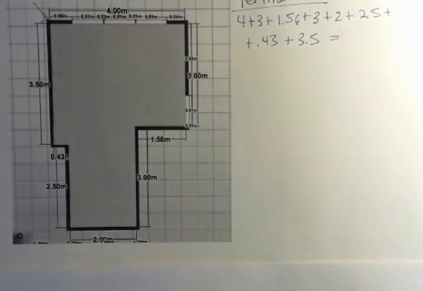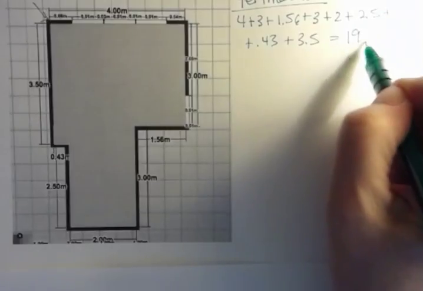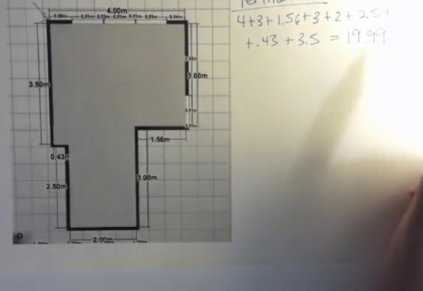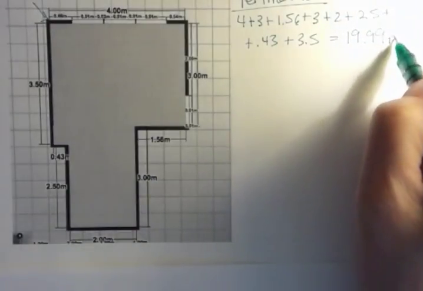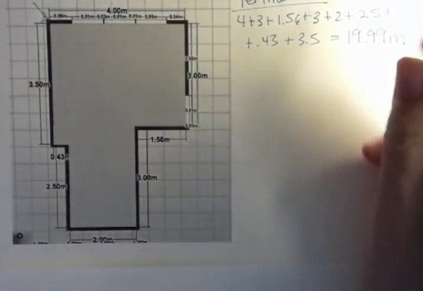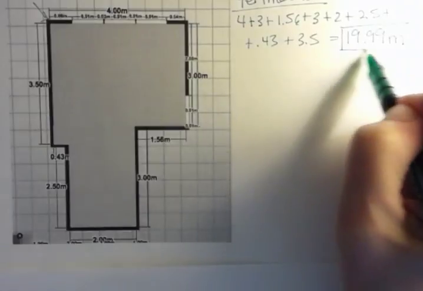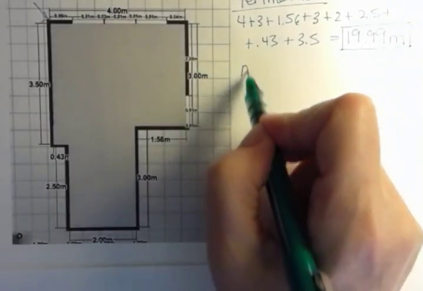So I got everything, and then I can wave a magic wand and tell you that I added these earlier and got 19.99. And what's my unit? Well, these are all in meters, and this is linear, so it would just be 19.99 meters would be my answer for the perimeter.